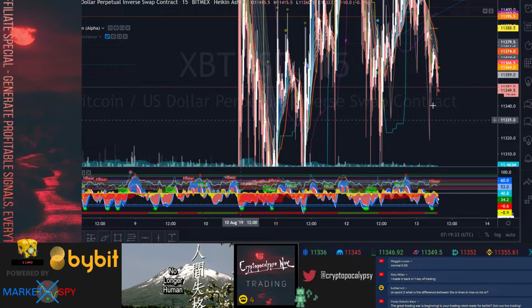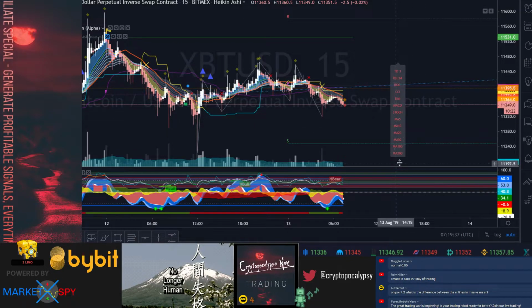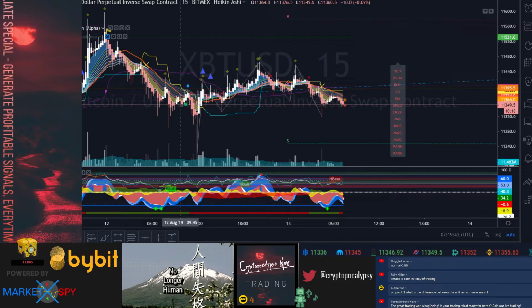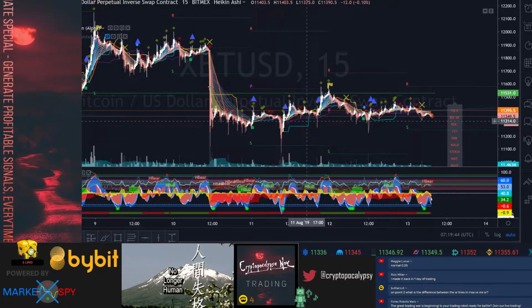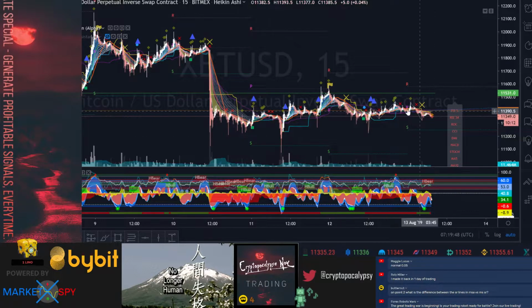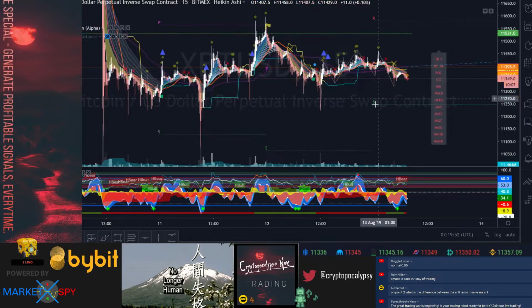So butternut, I hope this explains it. Yeah, when it's red like this, we're looking for short opportunities. However, we want to make sure that we're in a trend. This is a no trend. This is just like accumulation right now, compression as I like to call it.